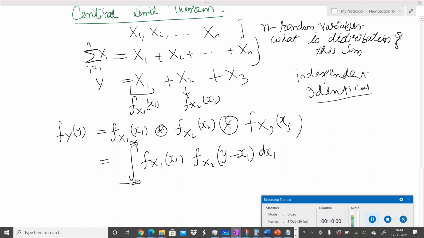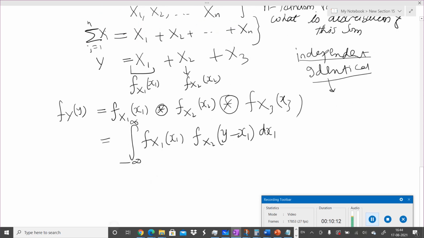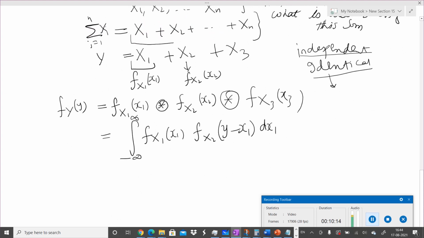Identical means their mean, their variance, their distribution, everything is the same. So if x1 is Gaussian, or if x1 is, suppose, a uniform random variable, so is x2, so is x3. This can even be generalized to n random variables. If you add up n random variables, the distribution of the sum will be the convolution of the distributions of x1, x2 and xn, and so on.